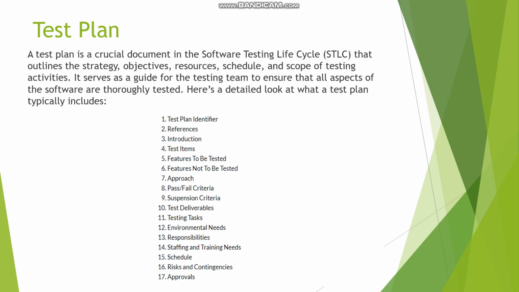Test plan identifier, which is a unique number of the test plan. References, introduction, scope, test items, features to be tested, features not to be tested, approach, testing approach, pass/fail criteria, suspension criteria, test deliverables, testing tasks, environmental needs, staffing and training needs, roles and responsibilities, test schedule, risks and contingencies, and approvals. These are the things in a test plan.